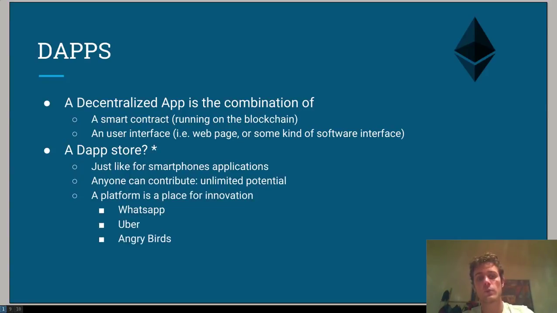If you think about WhatsApp, Uber, Angry Birds, Instagram, all those applications weren't thought about by the owners of the platform, let's say Google Play or the Apple Store. They never thought of Uber or Angry Birds or Instagram. But they created a platform where people could actually develop their own apps and add them to the system. And that is really, I think, a good analogy to what Ethereum does.